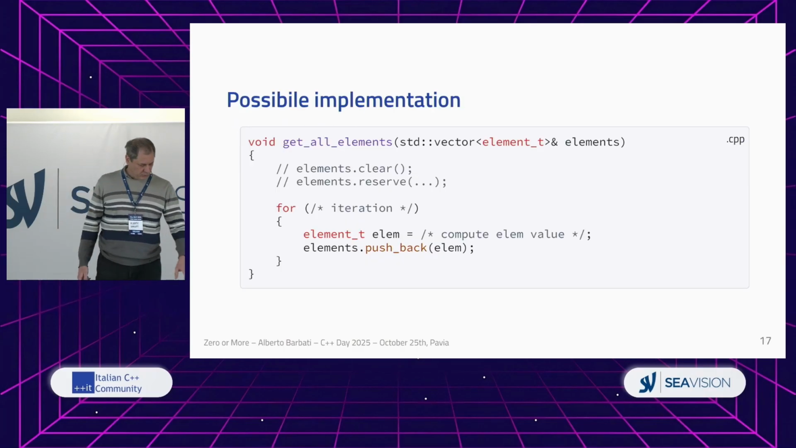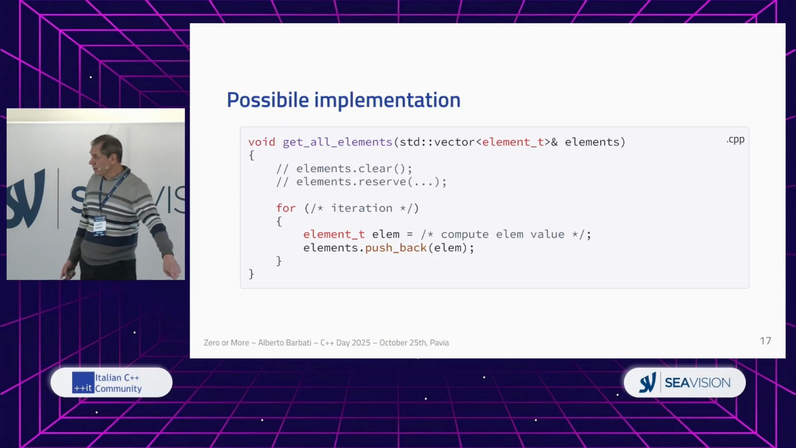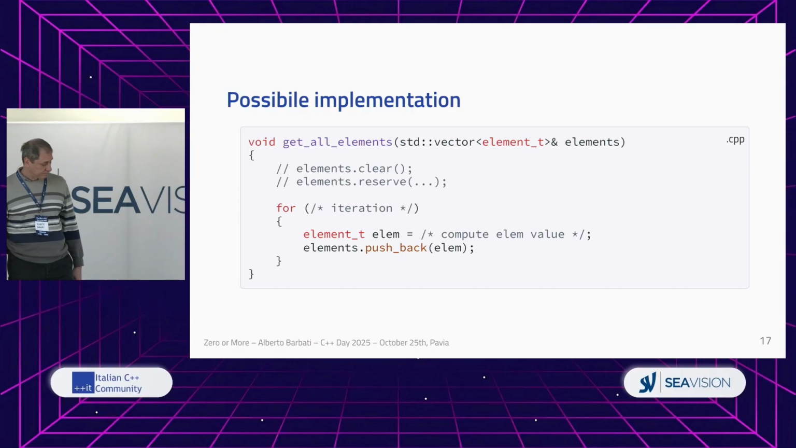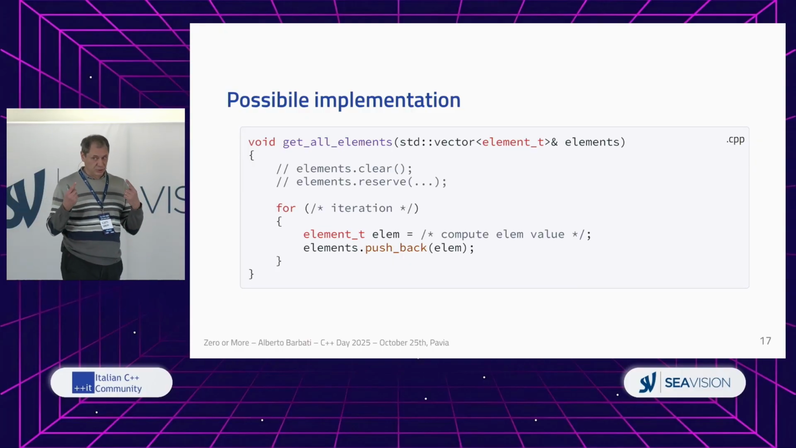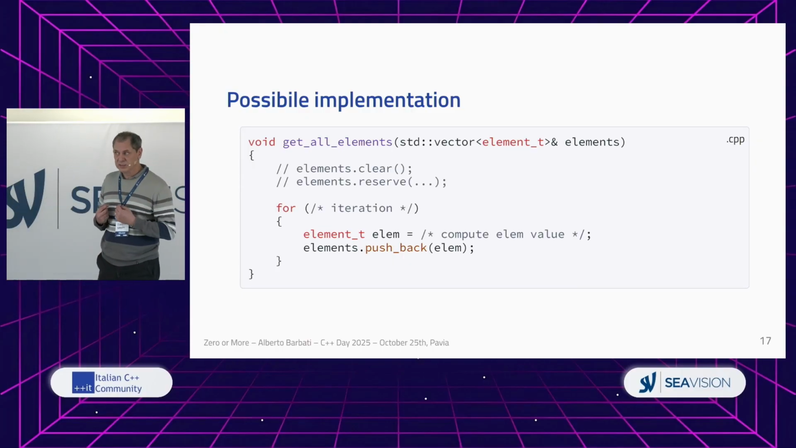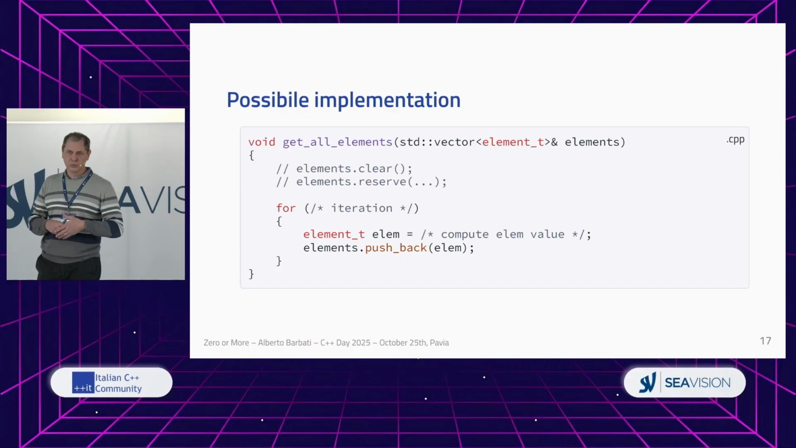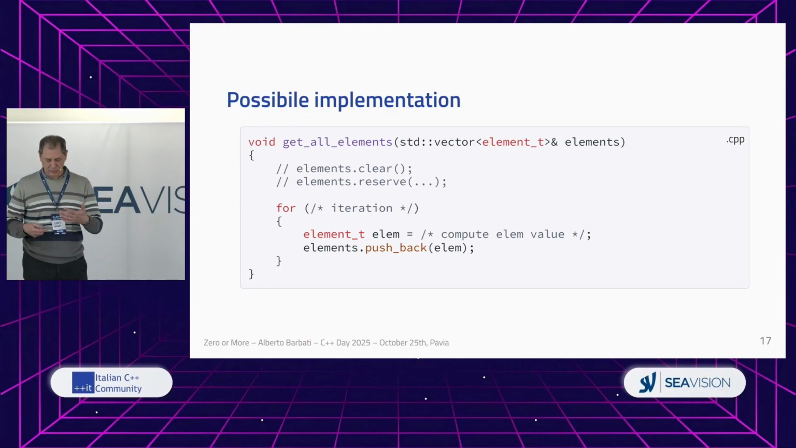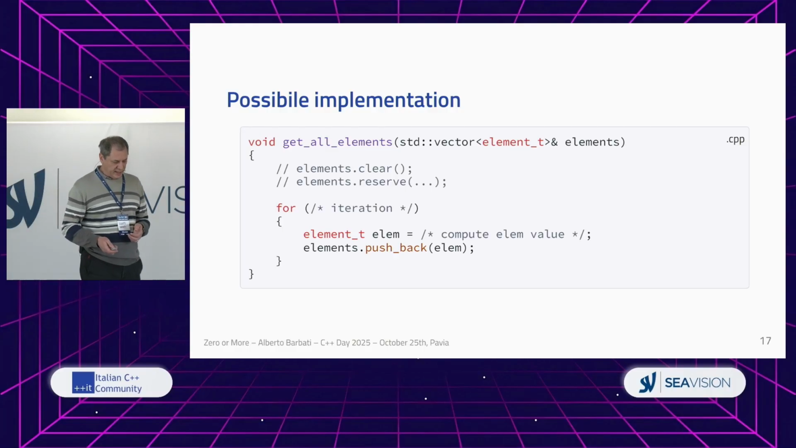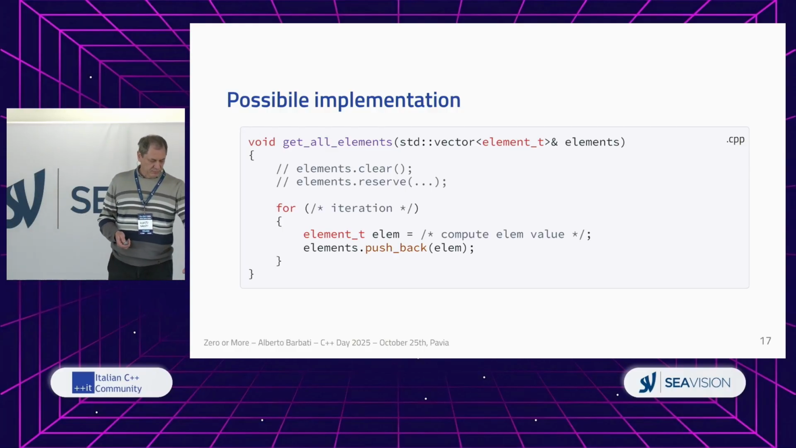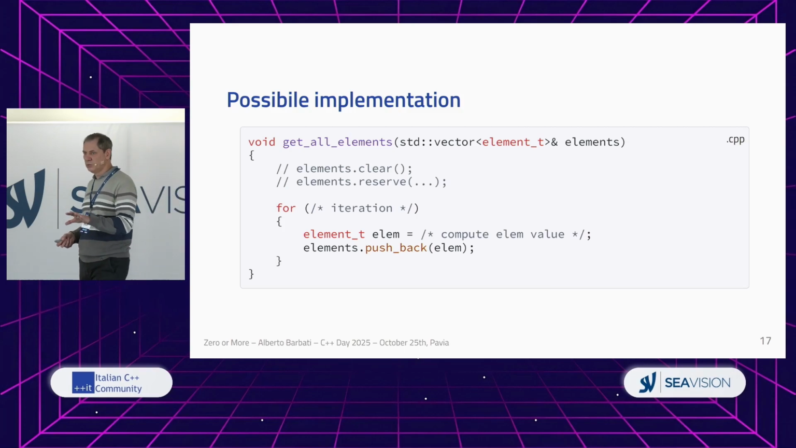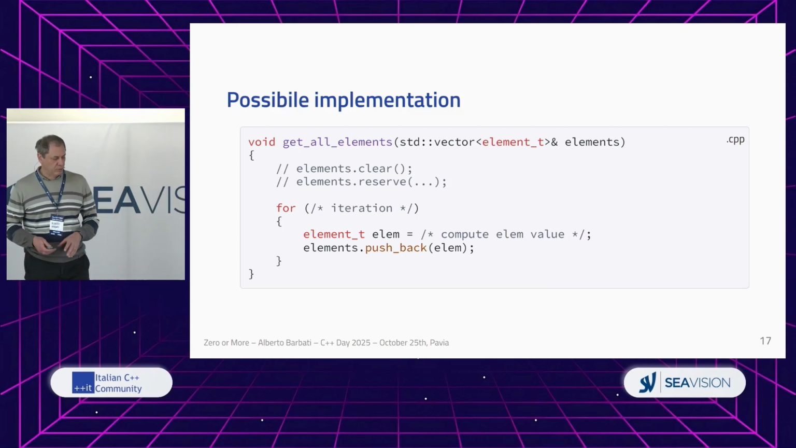Okay, I forgot the other line, the reserve line. If the function knows in advance the number of elements, it can use reserve to pre-allocate the vector, and so reduce the number of allocations. That's a nice optimization that can be done inside here, so the caller doesn't need to know that you actually had the number of elements beforehand.